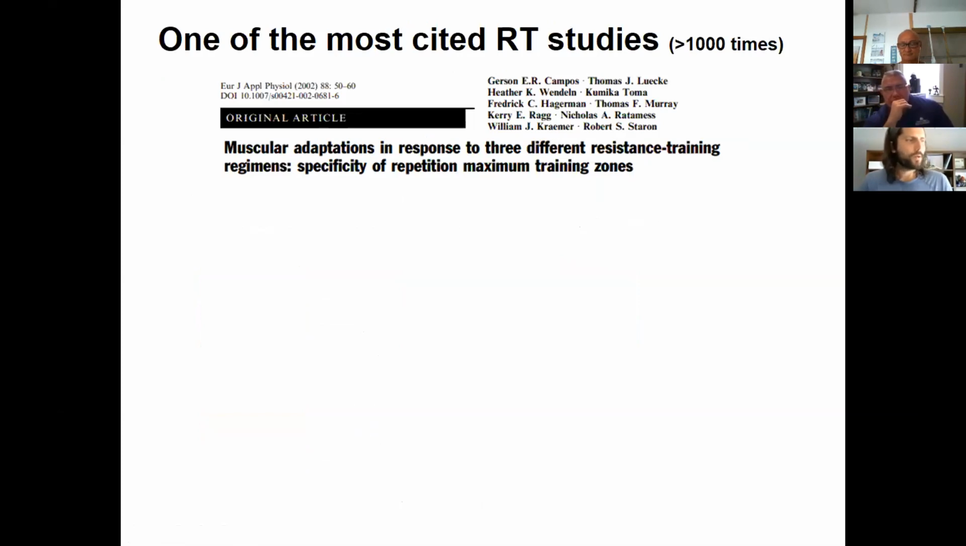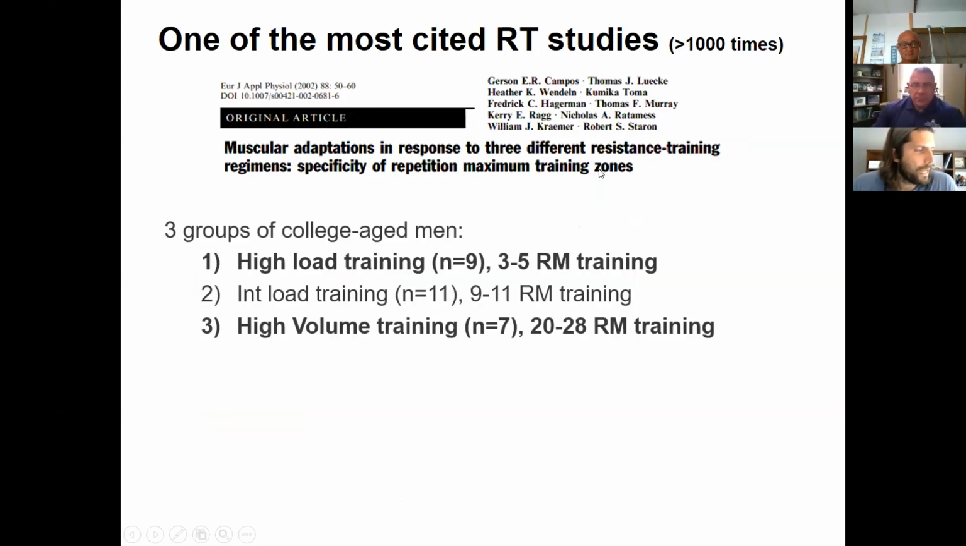All right, so what does the data say about high load versus high volume training? Well, this is one of the studies that first addressed this question. It's about 20 years old. It's been cited a lot, over 1,000 times, by Will Kramer and Bob Stearns' group. And the gist of the study was they had 3 groups of college-age men, which did 3 forms of training.